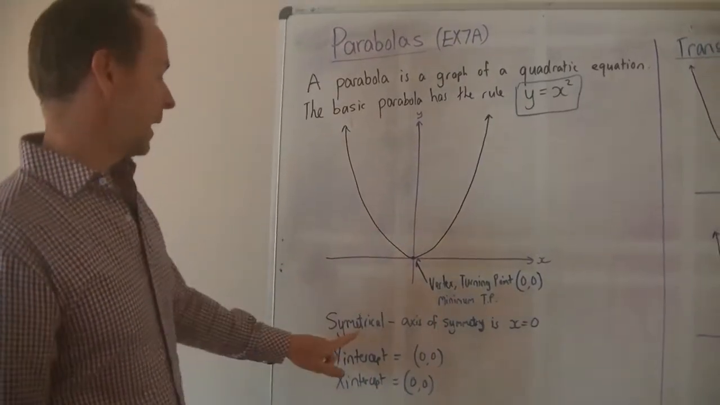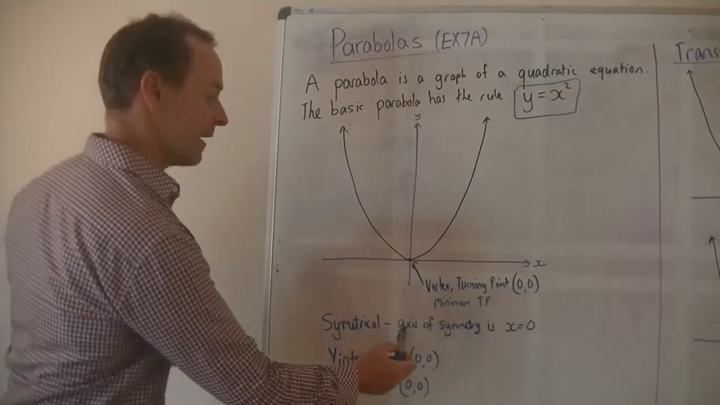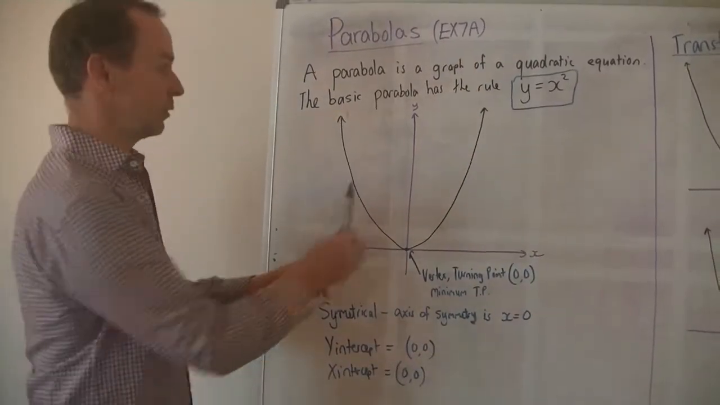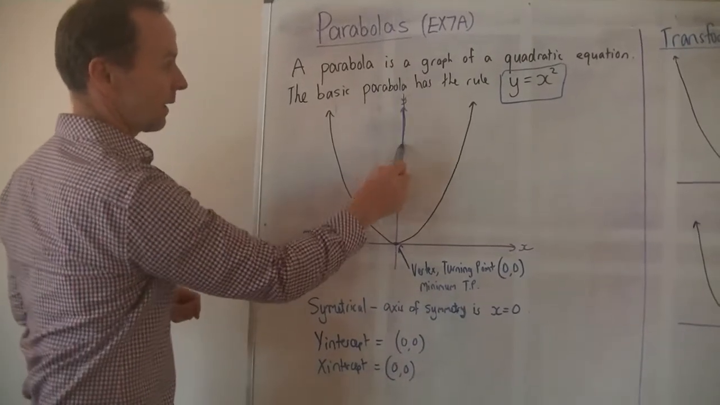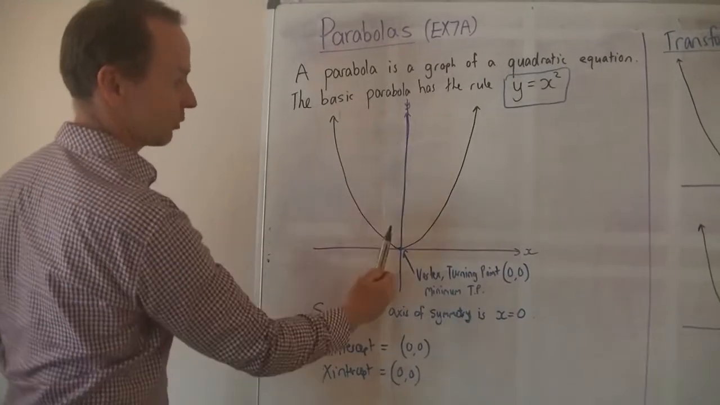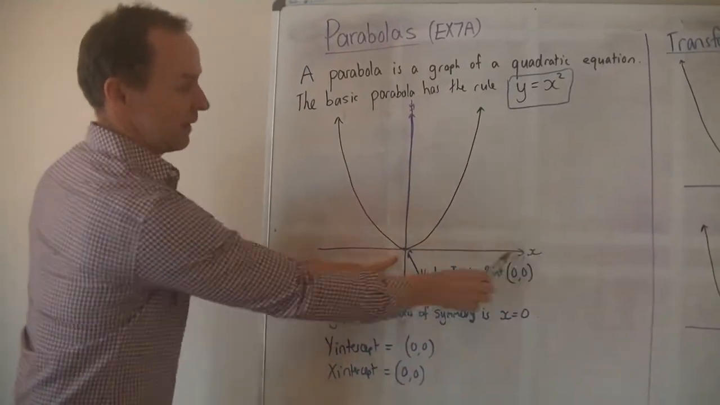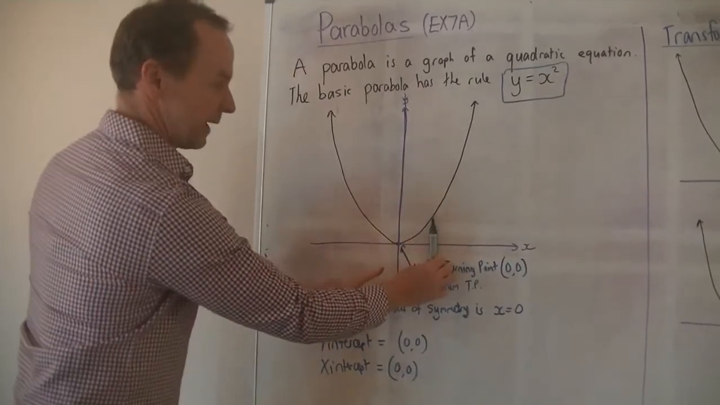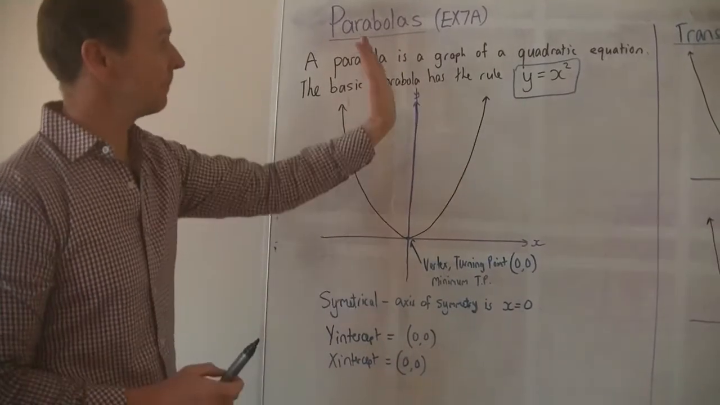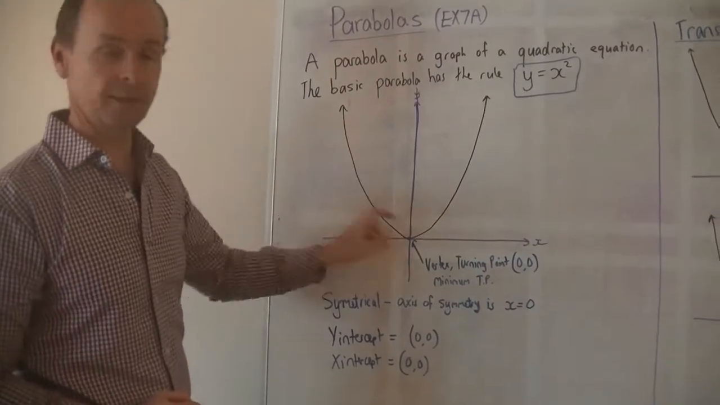But anyway, these are symmetrical. Every parabola is symmetrical. And its axis of symmetry is x equals 0. That's an equation of a vertical line. So if we put a line through there, that's the axis of symmetry. And the equation of that line is x equals 0, because the x value is 0. If it was there, it would be x equals 2, or whatever that value was. But the y-axis is actually the equation x equals 0. So that's that line there.